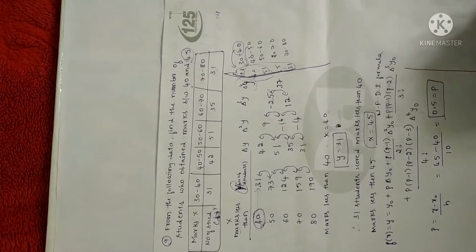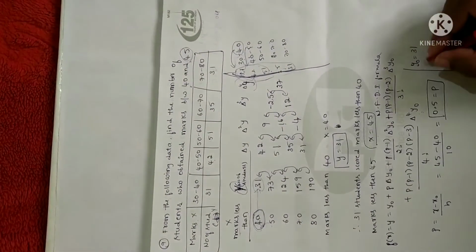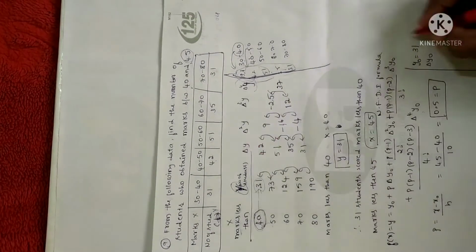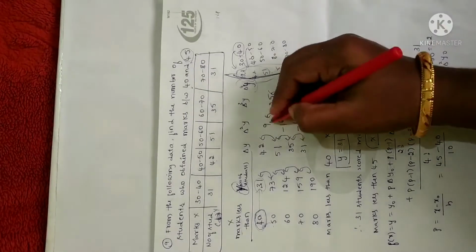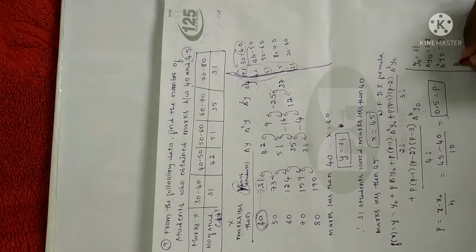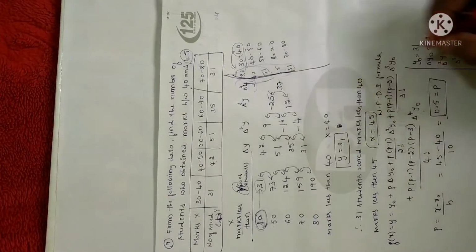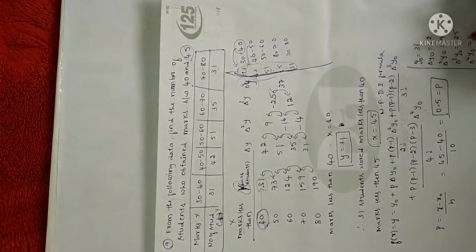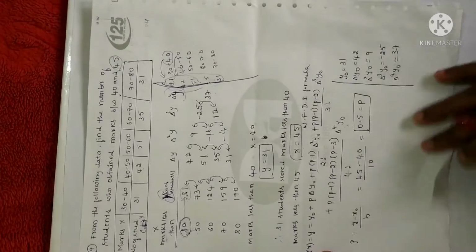Now let me make a list of all the values. y naught is the first value, it is 31. Similarly, delta y naught, the first value of delta y, is 42. Delta square y naught, the first value of delta square y, is 9. Next, delta cube y naught is minus 25. Next, delta power 4 y naught, the first value of delta power 4y, is 37. So once you have listed all the values, it is easy.